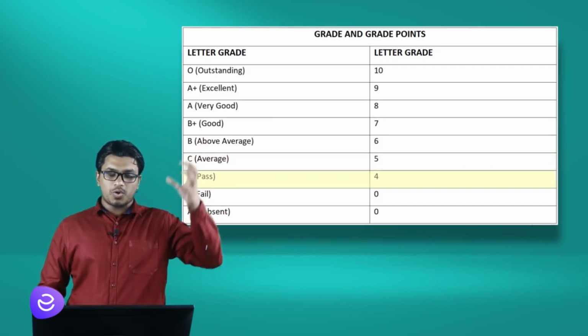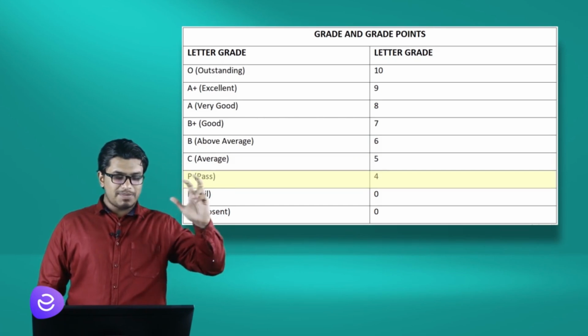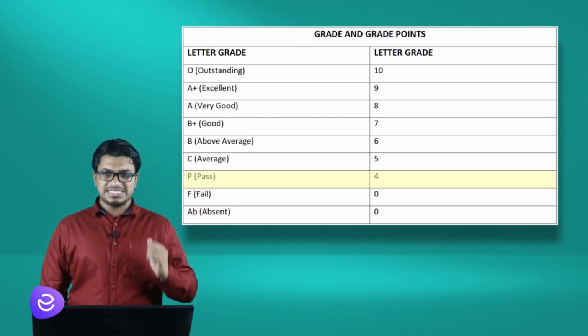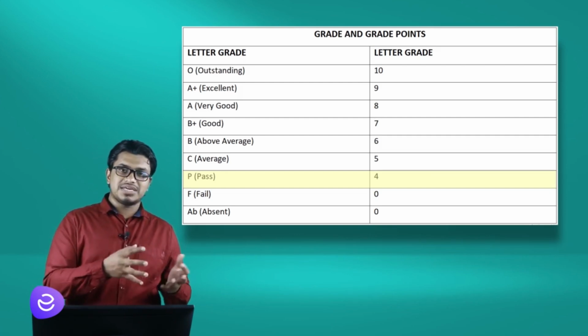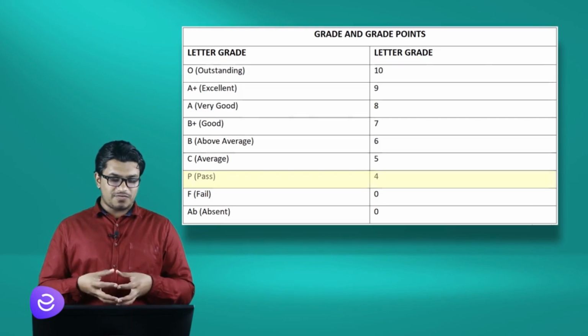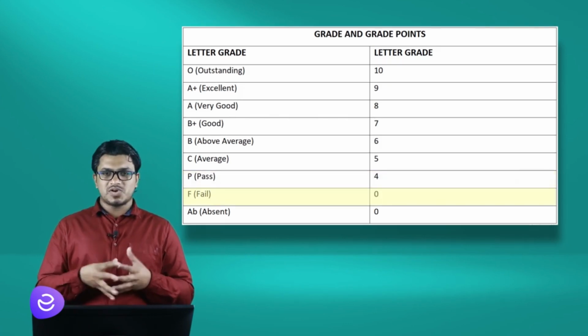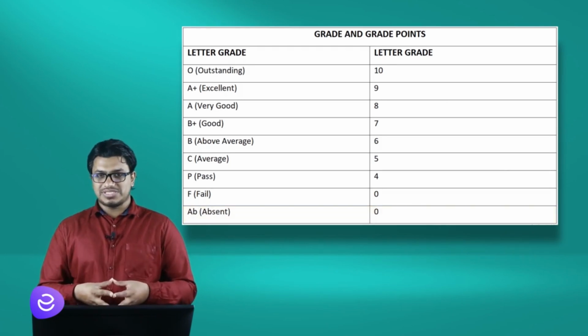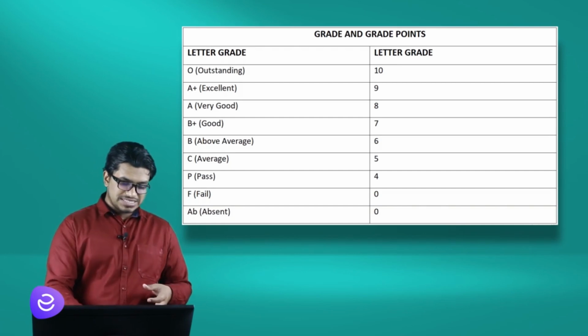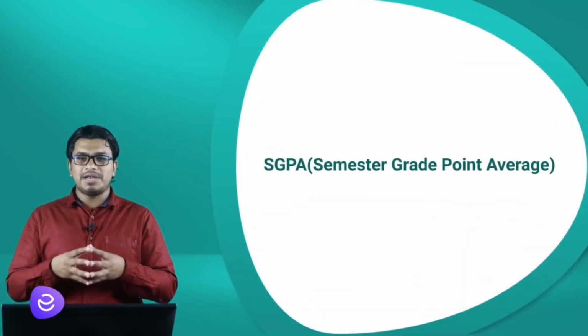So we go from O to C. O is outstanding, then we have A plus, A, B plus, B, C. Then we have P. P means pass, or just pass that we say. So the letter grade is 4 marks. Then F is for fail, which is 0 marks, and AB is for absent, also 0 marks. So this is what UGC has recommended, the grade point and letter grade systems. And at last, the student gets maybe A plus, B plus, or 10, 9, 8 in different subjects. So at the end of the semester, we calculate the SGPA, the semester grade point average.